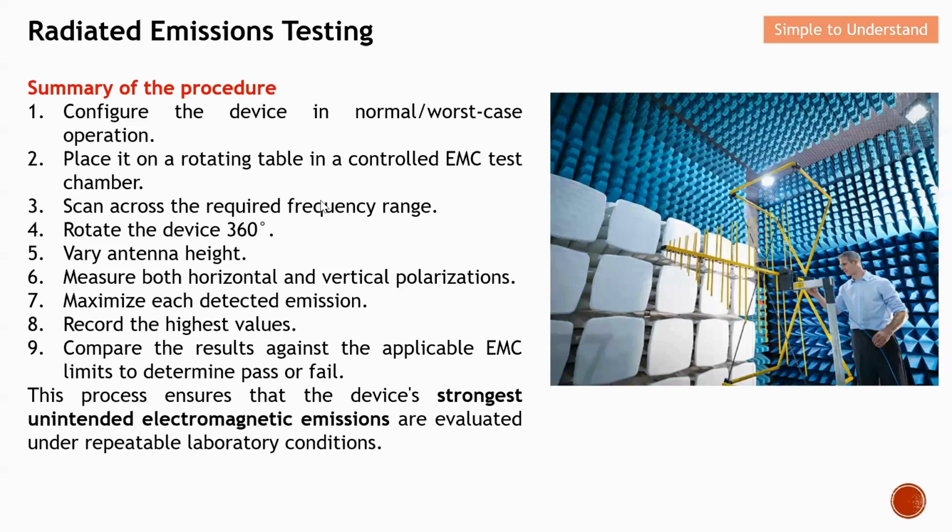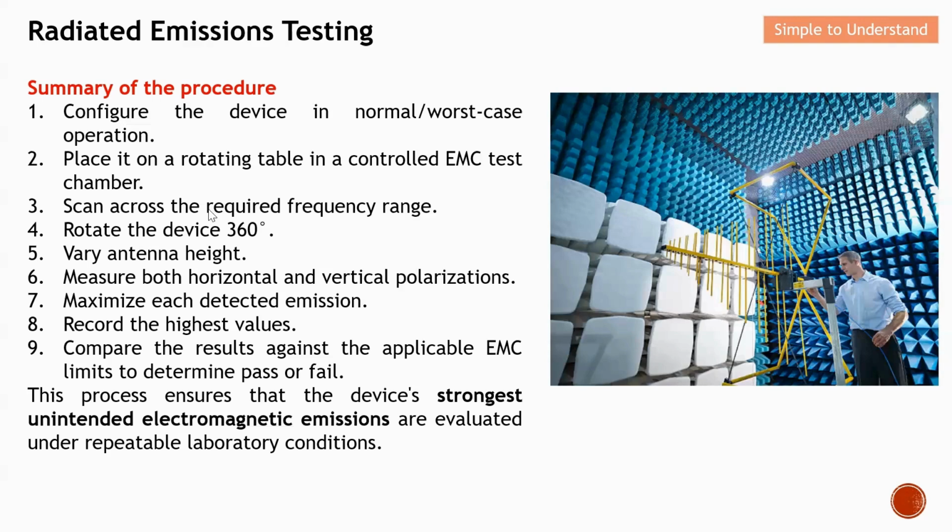My last slide for this radiated emission testing procedure. Basically, these are the 9 steps that I mentioned earlier on. First one, configure the device in normal operation under the worst case possible. Next, place your DUT on a rotating table in a controlled EMC test chamber. Next, the device will scan across the required frequency range. Typically, it must be at least 1 gigahertz. Nowadays, we move to a higher frequency. We also need to test at a higher frequency.